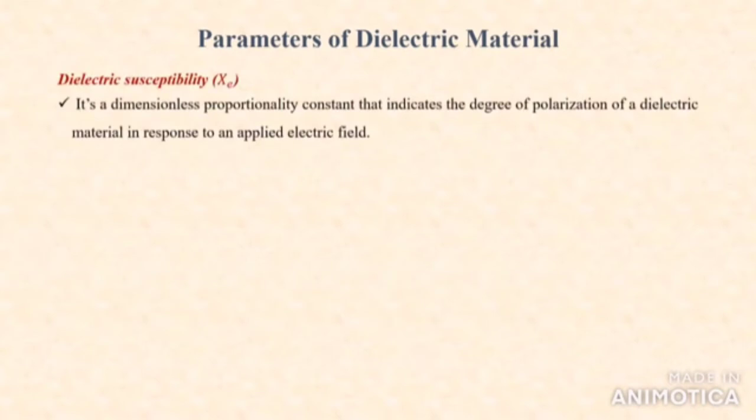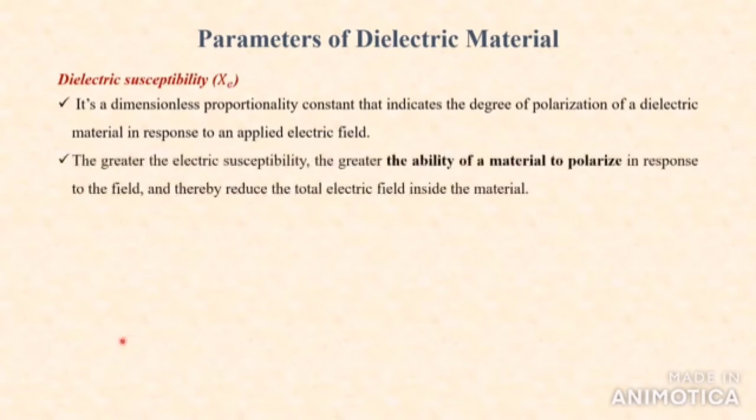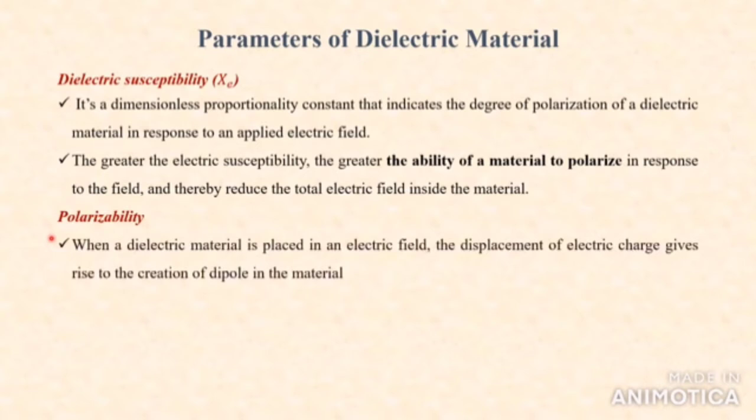Dielectric susceptibility chi E is the property constant that indicates the degree of polarization of a dielectric material in response to an applied electric field. The greater the electric susceptibility, the greater the ability of a material to polarize in response to the field, thereby reducing the total electric field inside the material.